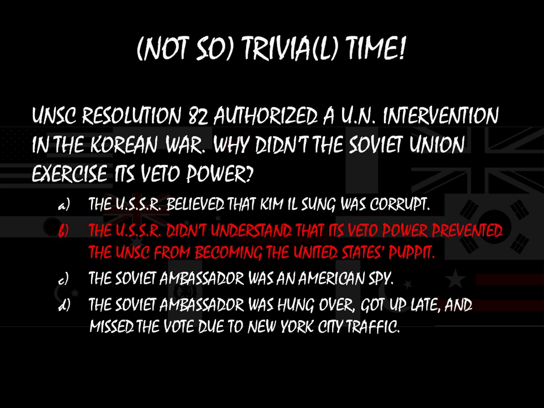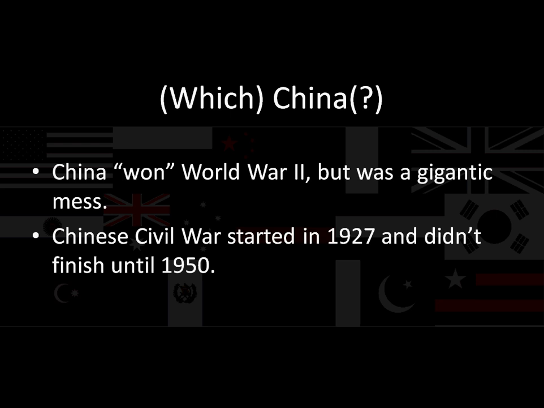The answer is B. The Soviet Union didn't really understand that its veto power prevented the Security Council from becoming the United States' puppet. And to understand what the Soviet Union was thinking, how this might seem plausible and logical at first, we got to talk about China. So China was a winner of World War II, and that's why it has a spot on the Security Council as a permanent member with veto status.